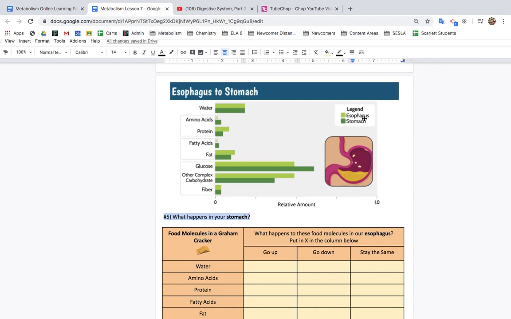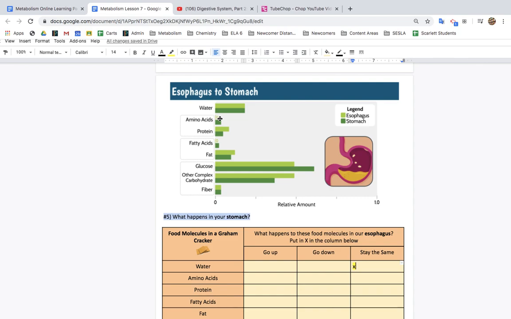Again, the light green shows the number of food molecules in a healthy esophagus after eating a graham cracker, and the dark green shows the number of food molecules in a healthy stomach after eating a graham cracker. We're going to start with water again. So it looks like the amount of water molecules in the esophagus and stomach are the same.